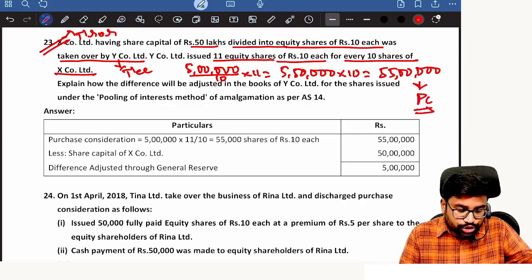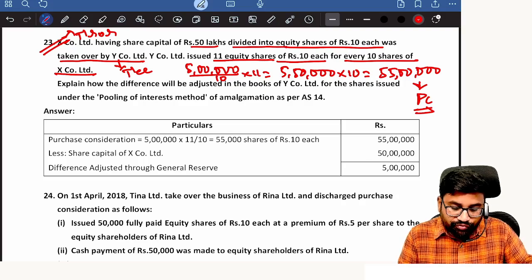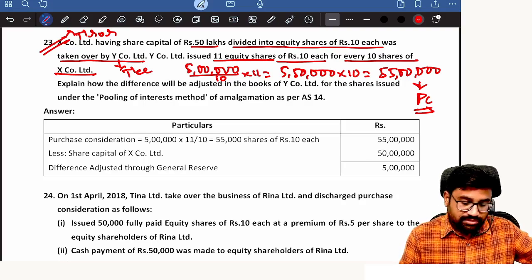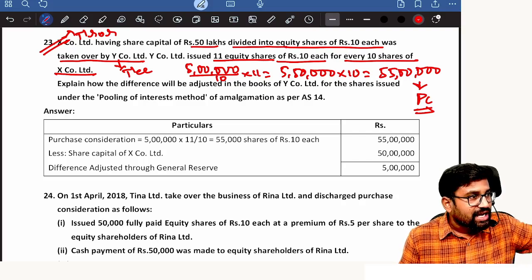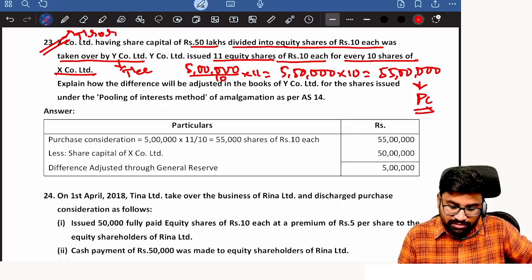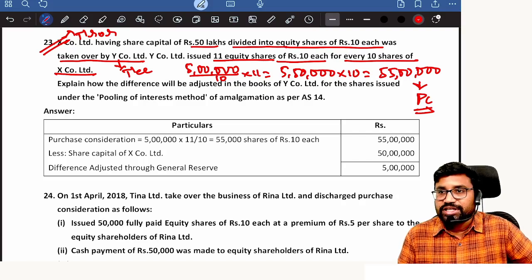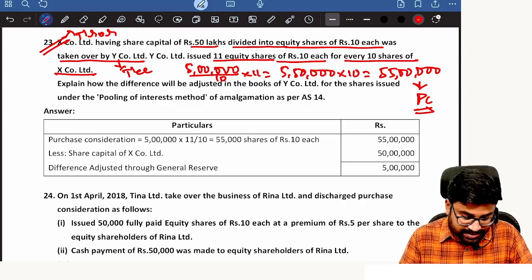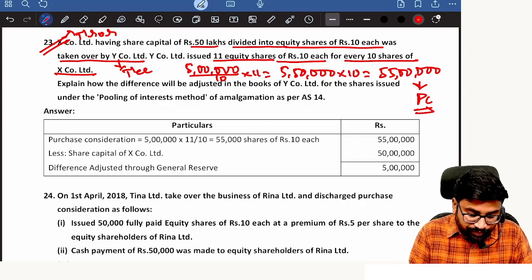Y and Co is issuing to X and Co. So for every 10 shares, 11 shares are given. In X and Co, we have 5 lakh shares. So 5 lakhs divided by 10 into 11. So total 5 lakh 50,000 shares of rupees 10 each. So 55 lakhs. Now see what they are asking.